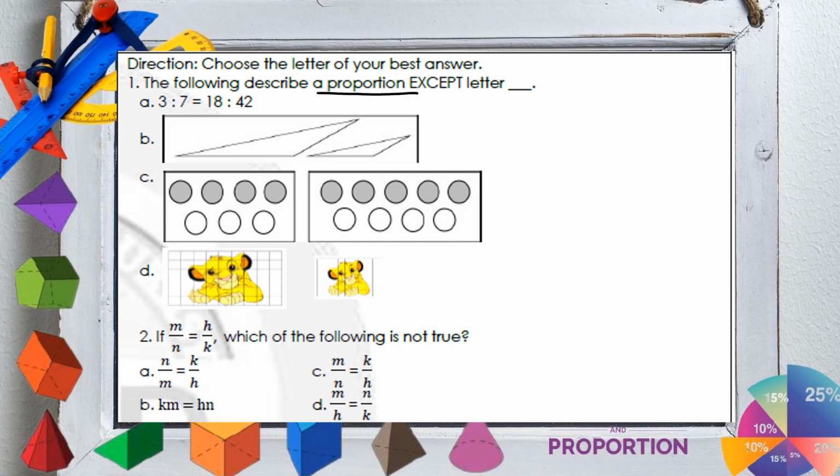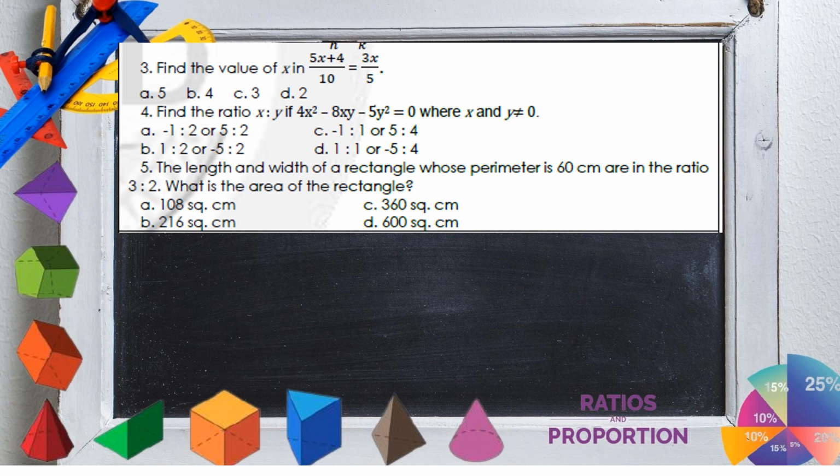So for number 2, again, it's finding which is not true. So if you're given m over n equals h over k, which of them do not apply the properties of our proportionality? So is, for example, in letter B, is this the correct cross multiplication? And for letter A, is this the correct inverse property? And the others, do they have the correct properties of your proportion? Okay, numbers 3 to 5. Okay, this is some application. This will be computation part.